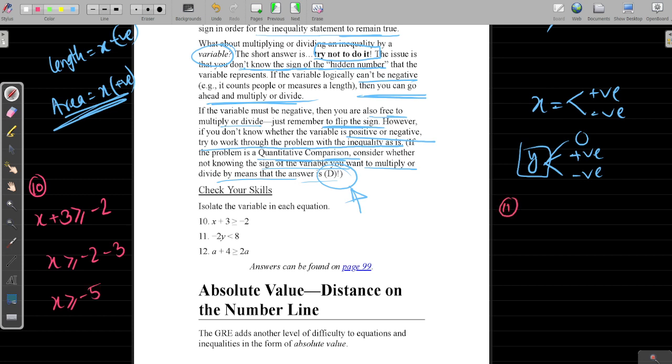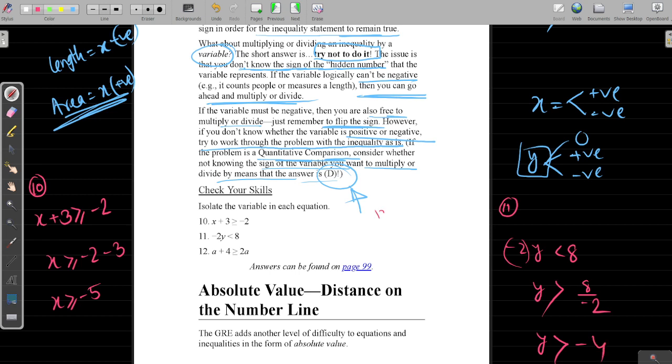Similarly, number 11: minus 2y is less than 8. So y will be 8 divided by minus 2. This minus 2 is in multiplication, so on the other side it will be division. But you are using a negative value here, that's why your sign will be flipped. So it will be this way: y is greater than minus 4.